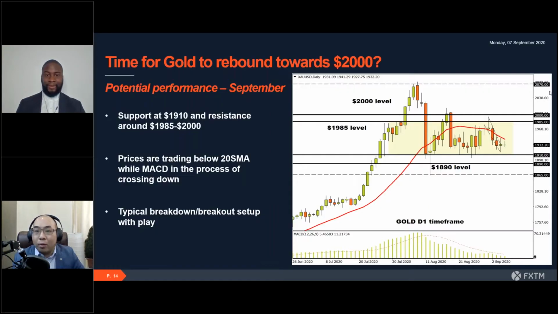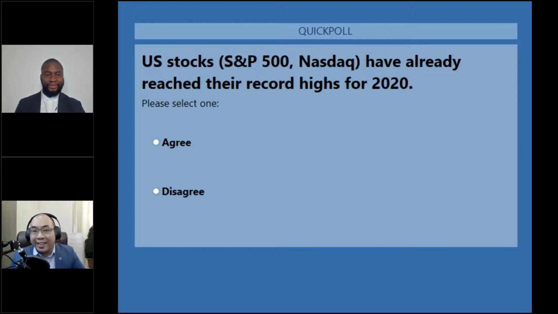Speaking about wrapping up, before we wrap up, how about just one last poll? We have certainly given our take on the markets. We want to see where you guys are at. Let's do one on U.S. stocks. Why not? Because that's always popular, right? So when we say U.S. stocks, we look at the indices, S&P 500. Are you guys seeing this? Yes, S&P 500 and NASDAQ. Do you think they have already reached their record highs for 2020?